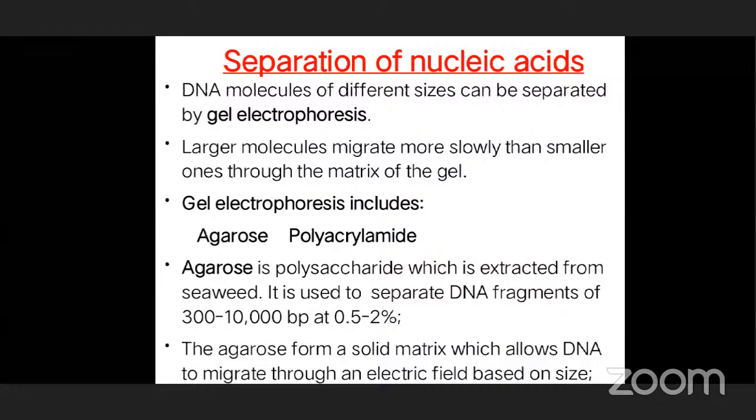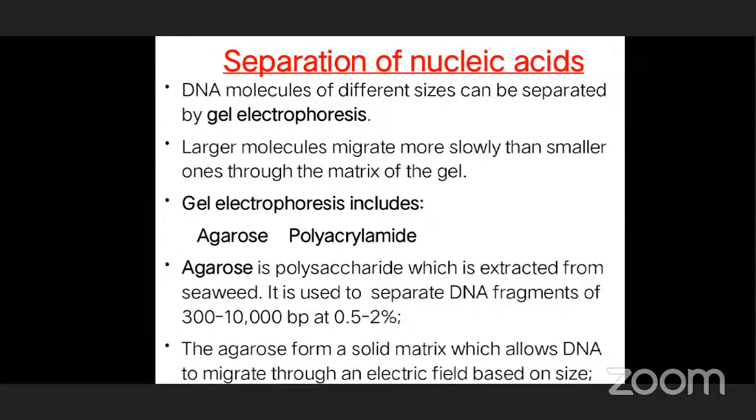For the separation, electrophoresis includes agarose gel separation, and also polyacrylamide gel electrophoresis separation. These two techniques are used for the separation of DNA. Also, agarose is a polysaccharide which is extracted from seaweed.